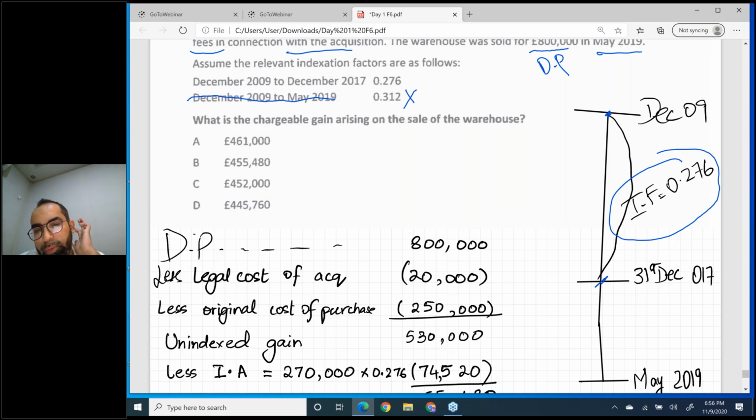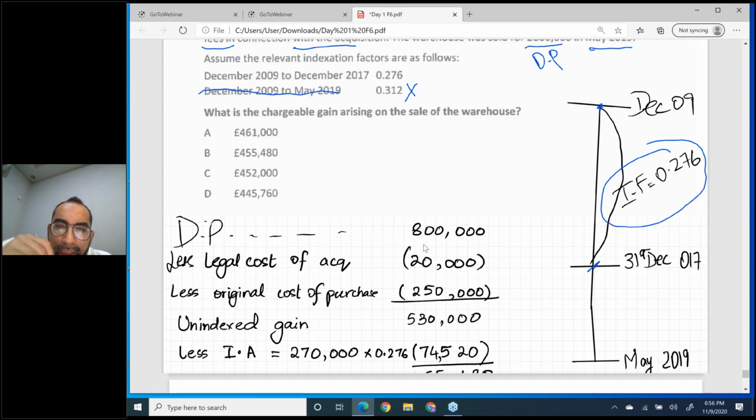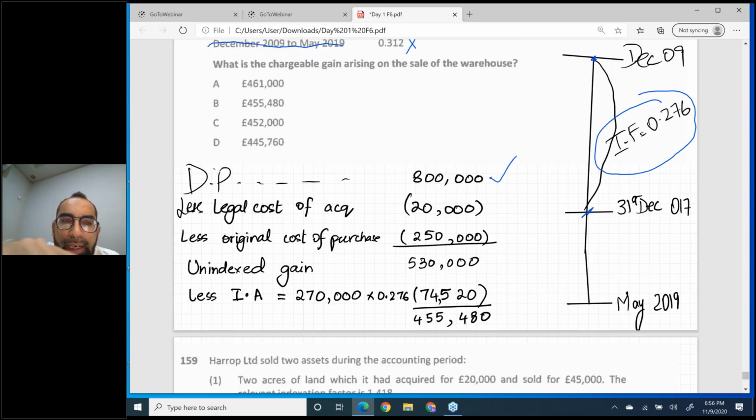So how do we calculate it? Look here. You will first write DP. Then in allowable cost, both costs are allowed: the original cost to purchase, and the legal cost to buy. So you will deduct these two costs: 800,000 less 20,000 less 250,000. Your unindexed gain will be 530,000.